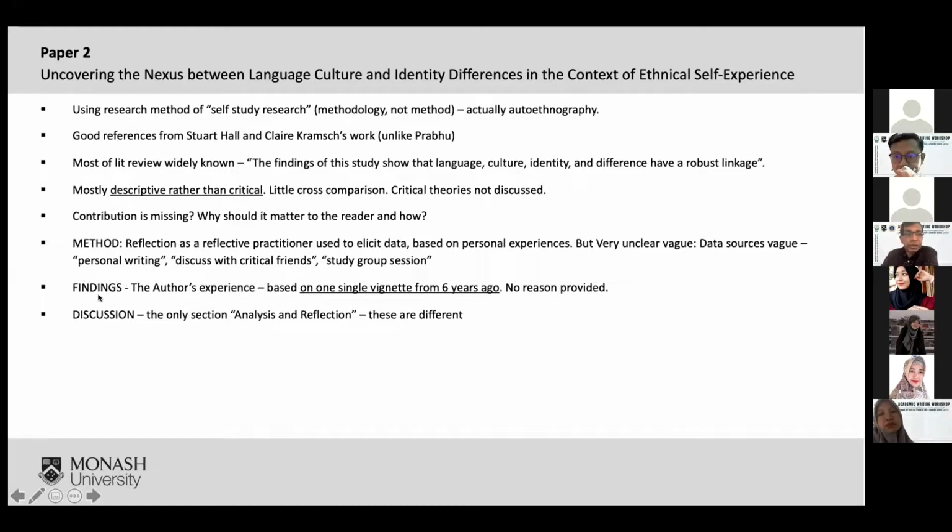Oh, here. So the findings are based on just one single quote, okay? One single vignette, which means a story from 6 years ago, but there is no reason provided as to why this particular incident was so significant. Again, it's very easy to fix. But if you don't provide the reason, then it's like, why is it? It's just random. Why this one? Why not a different thing?